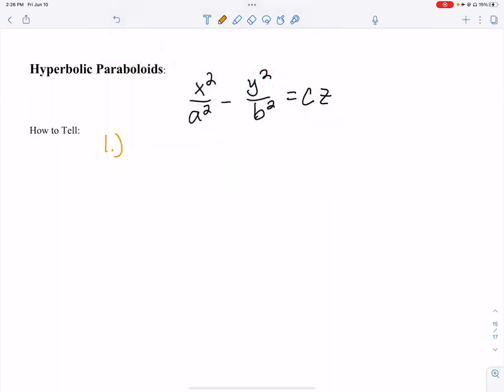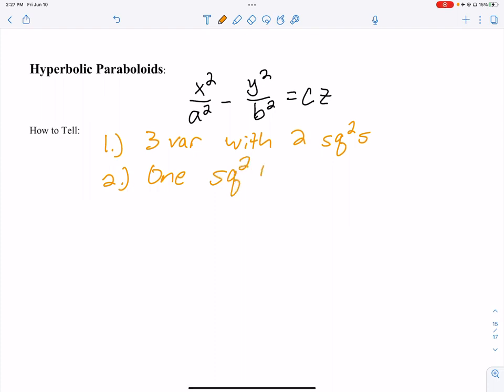The first one is we have three variables with two squares. So that must happen. The second thing is we have one square. One of them has a minus. And then we have notes. So that's how you tell: three variables with two squares, just like the paraboloid, except the second square has a minus.